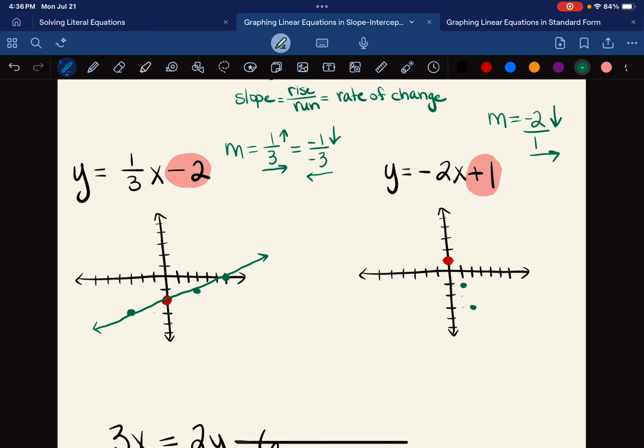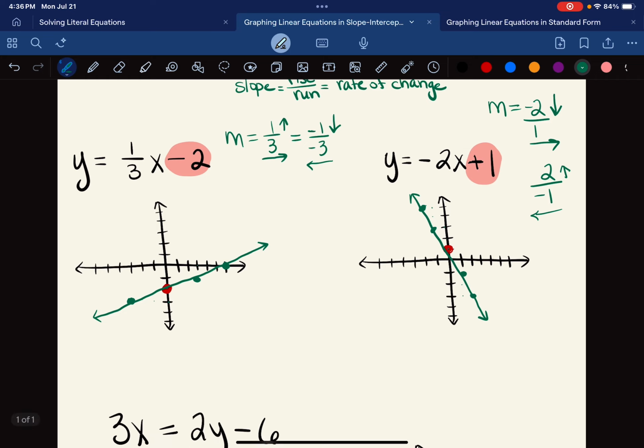Of course, if you wanted to, our slope could also be written as +2 divided by -1. If your slope is negative, you just assign the negative value to either the numerator or the denominator. In this case, that means we would go up 2 units and left 1 unit. So starting from my y-intercept, I would go up 1, 2, and left 1. And then just connect your points. Make sure you have your arrows drawn on either end. And again, you only need 2 points to graph a line.